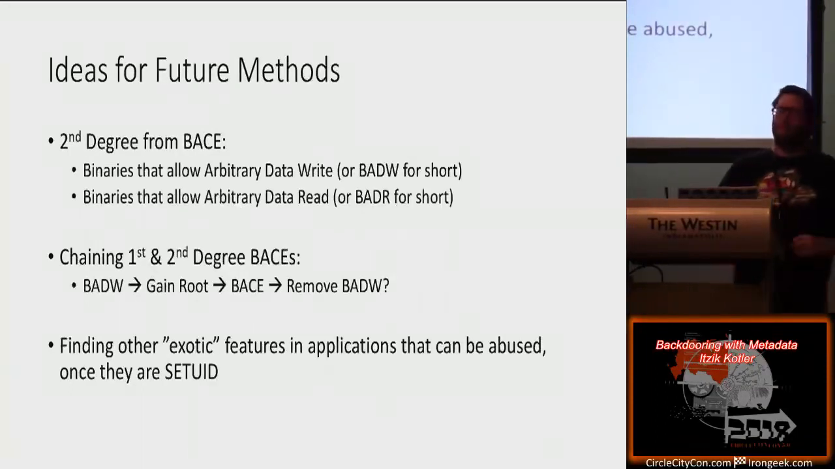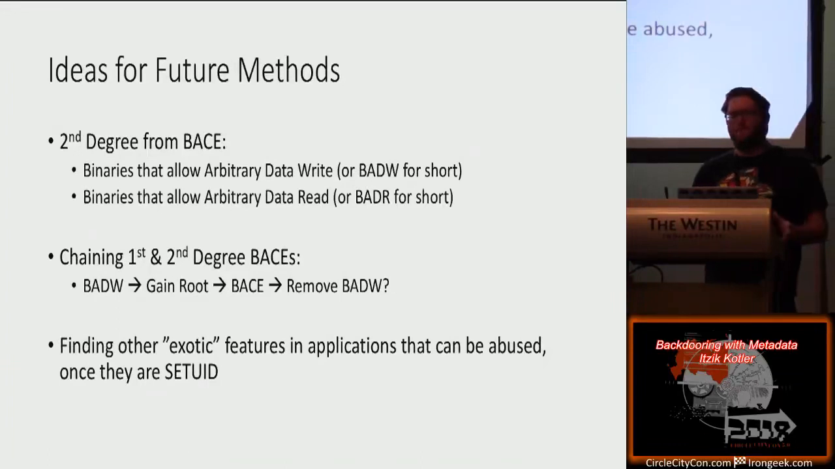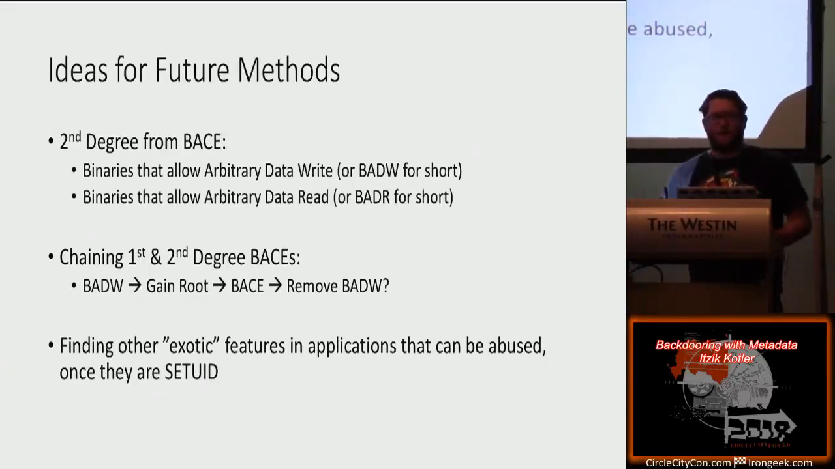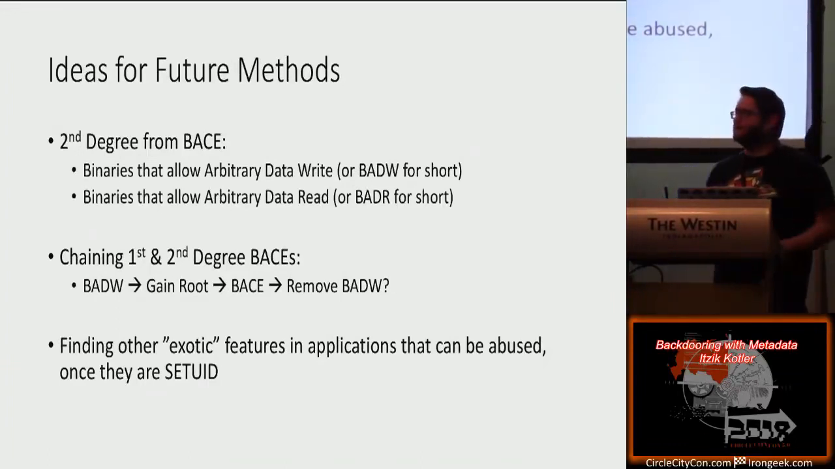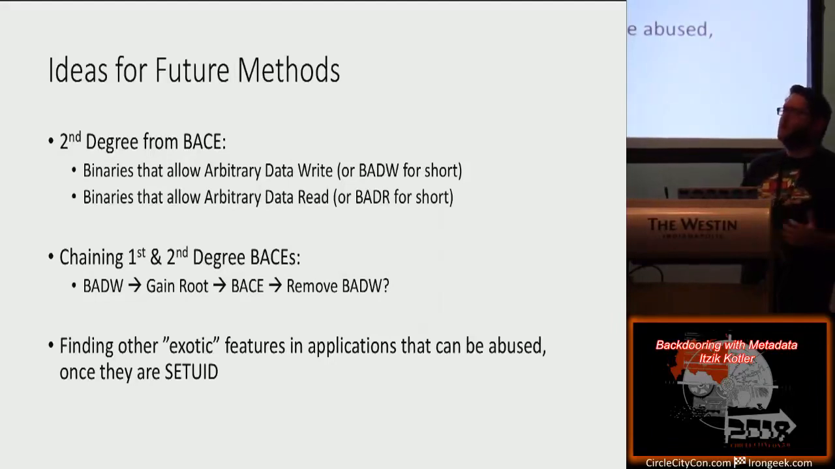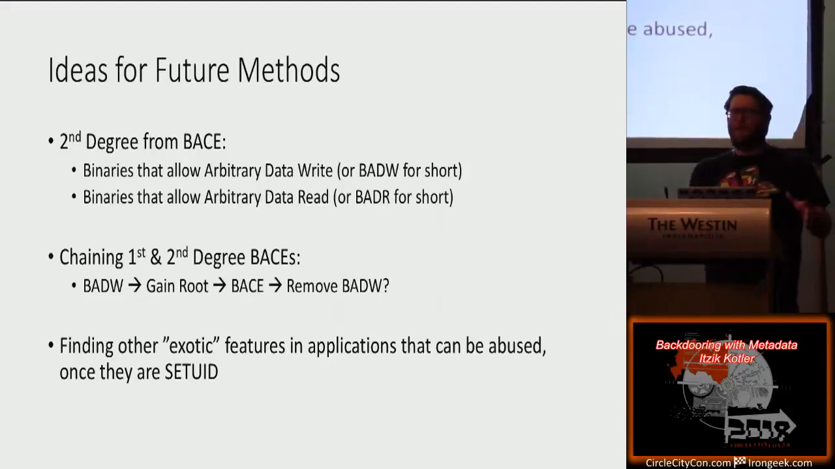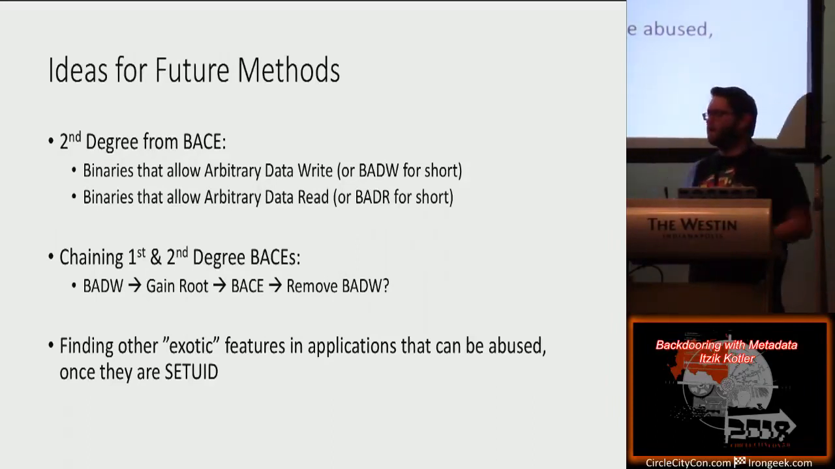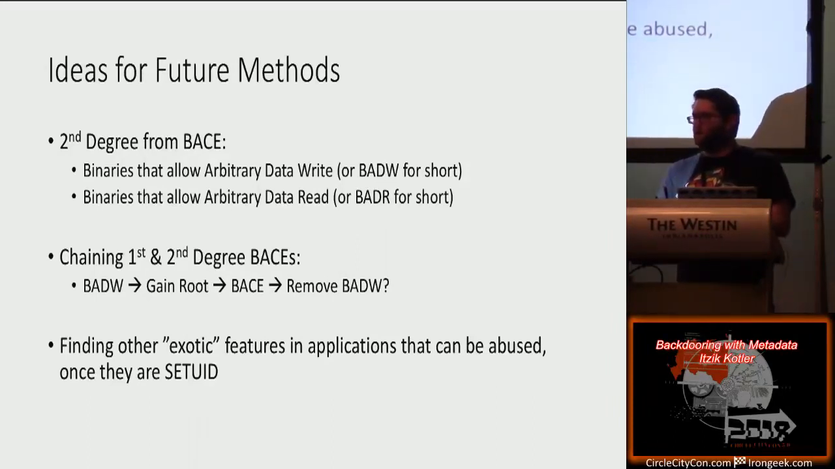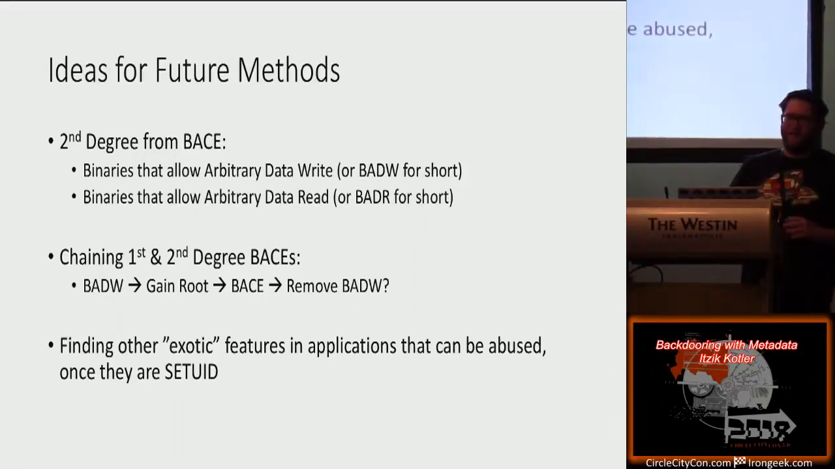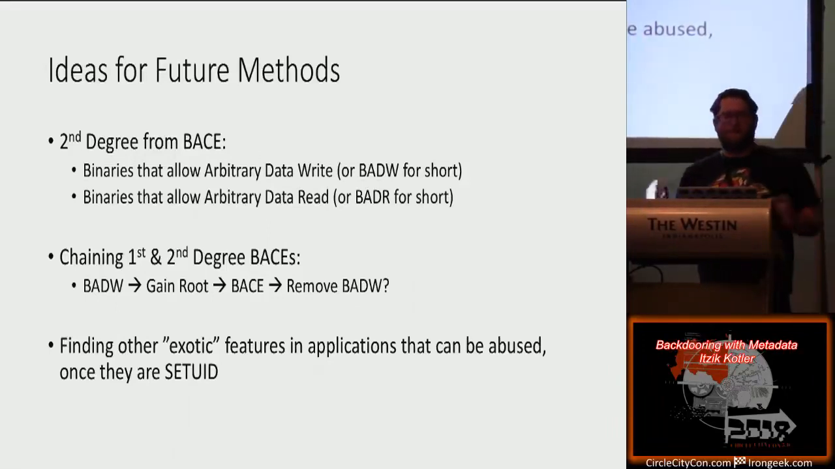Let's talk a little bit about future methods. What I presented here today are first degree binaries, which means that I've shown you how to go from not having root administrator access on the machine to getting a root shell, which is a very direct and short path. However, like I said, it doesn't really have to be that way. You can be sophisticated and you can find other binaries that have the same type of mentality.